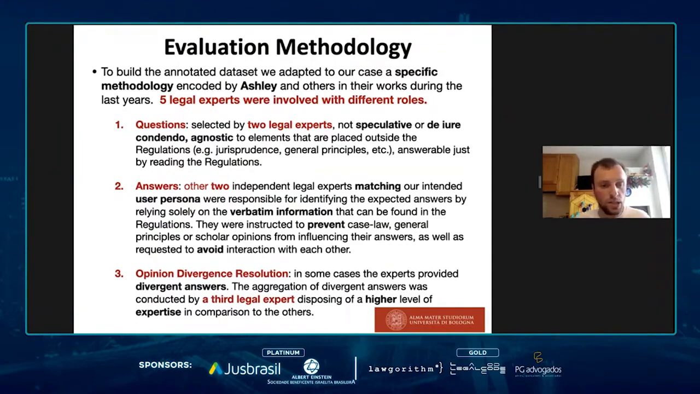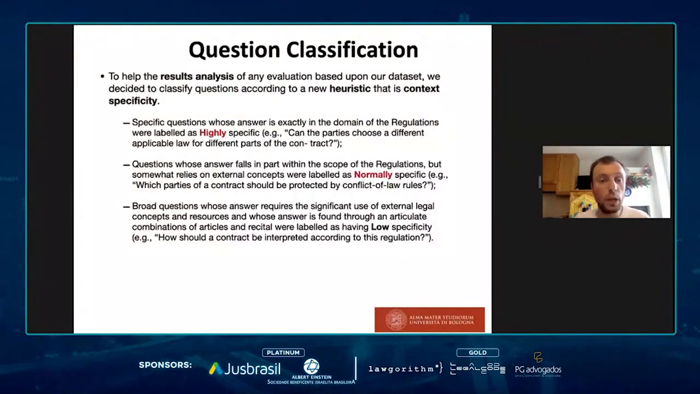After this process, we had to merge the answers given by the 2 legal experts because there were subtle divergences between them. And so we used a 3rd legal expert to do that, having a higher level of expertise. Furthermore, we also classified the questions according to a heuristic we called context specificity. We labeled questions as highly specific when the answers were exactly in the domain of the regulations, and normally when they were falling just in part within the scope, and otherwise low specificity was given to the question.